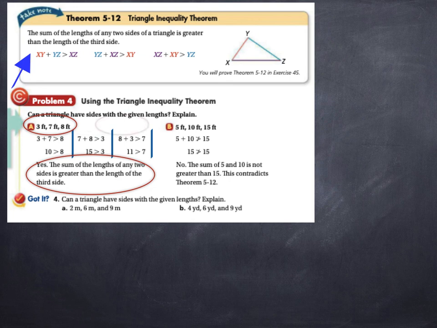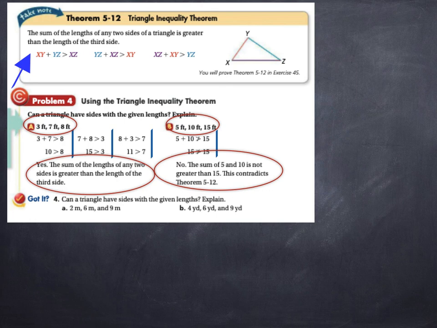Okay, so what about example B? 5 feet, 10 feet, and 15 feet. So add the two sides and compare it to the third side. So 5 plus 10 is not greater than 15. So it is a no.